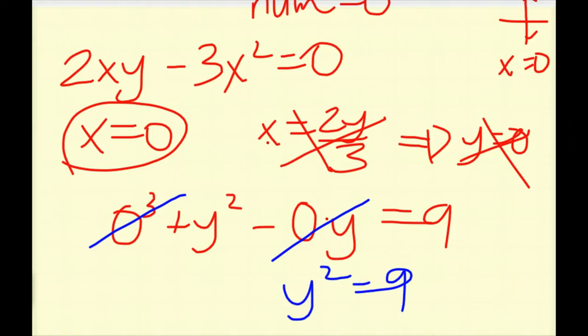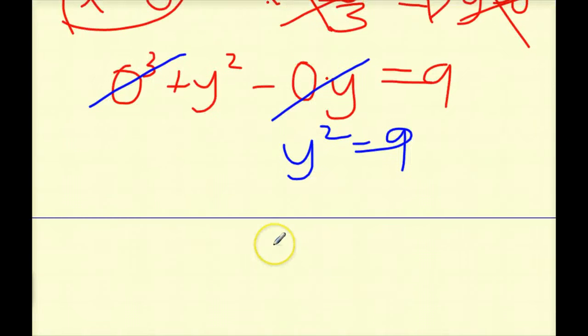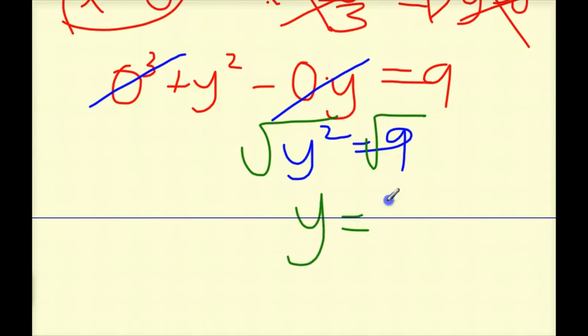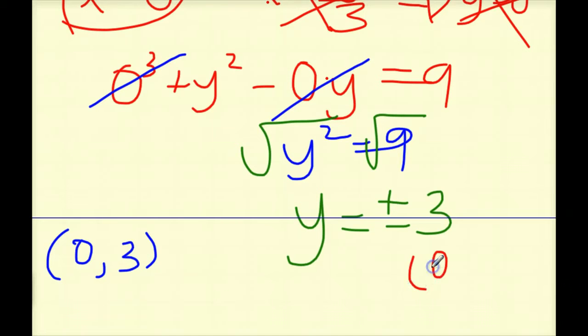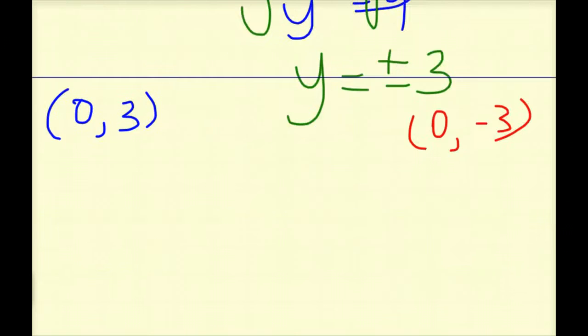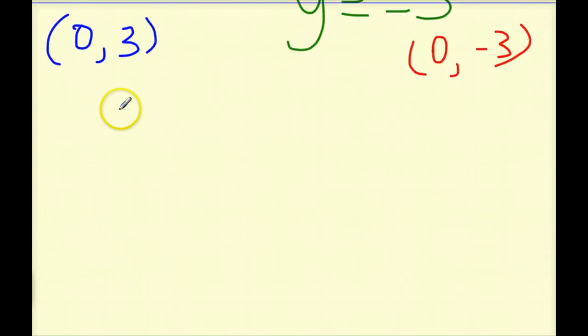How do I undo a square? Good, I need to square root it. So I get y is equal to plus and minus 3. So what we need to do is make sure this works. We actually have 2 points now. When x is 0, y is positive 3, and when x is 0, y is negative 3. So let's plug this in to make sure that it works out. And if it works out, that means we will have horizontal tangent lines that intersect the y-axis.